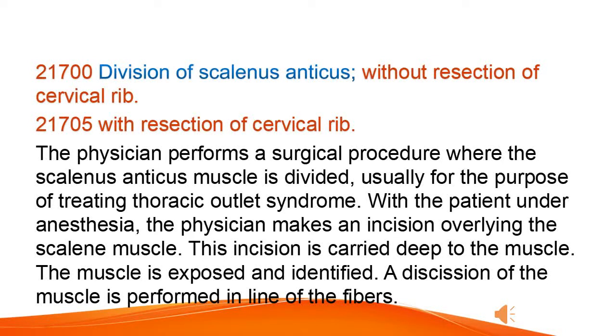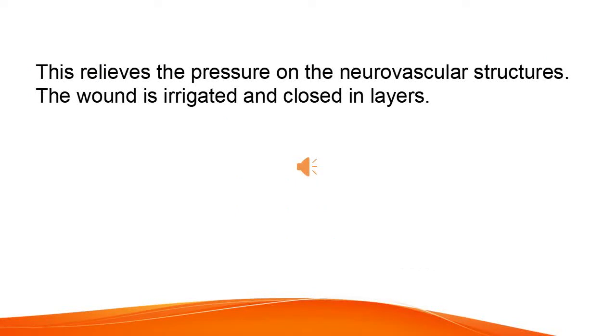The muscle is exposed and identified. A dissection of the muscle is performed in line of the fibers. This relieves the pressure on the neurovascular structures. The wound is irrigated and closed in layers.